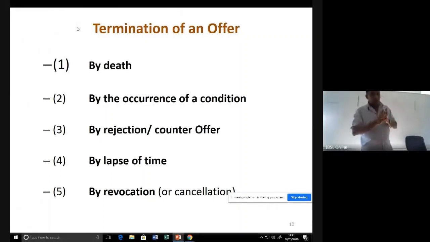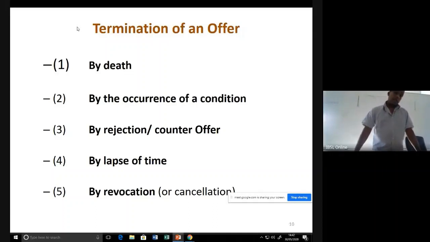So that is the occurrence of some incident or condition. Because of that, the offer comes to an end. That is the second situation where the offer can come to an end. Third one, by rejection or by counter offer. By rejection, ප්‍රතික්ෂේප කිරීම. By counter offer, ප්‍රතිඅර්පණයක් කිරීම. If the offeree rejects the offer, or if the offeree makes a counter offer, the offer comes to an end.